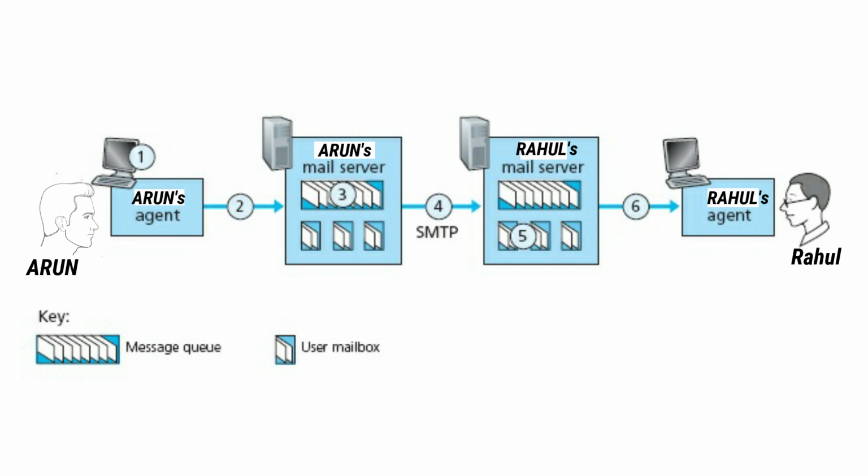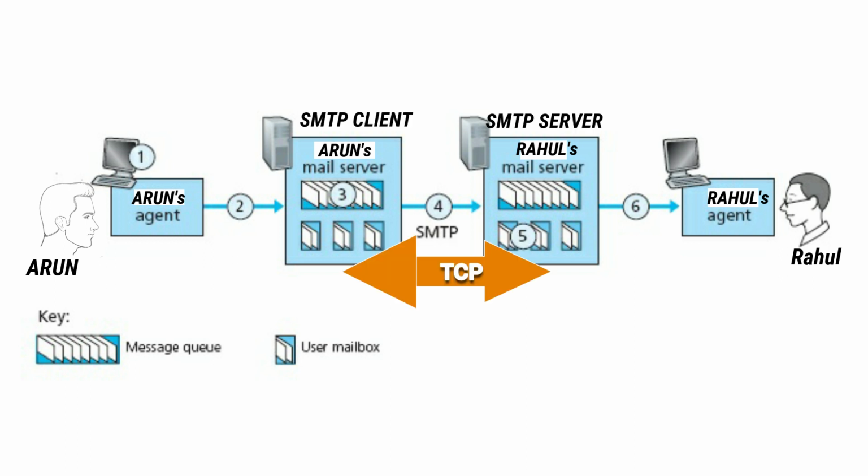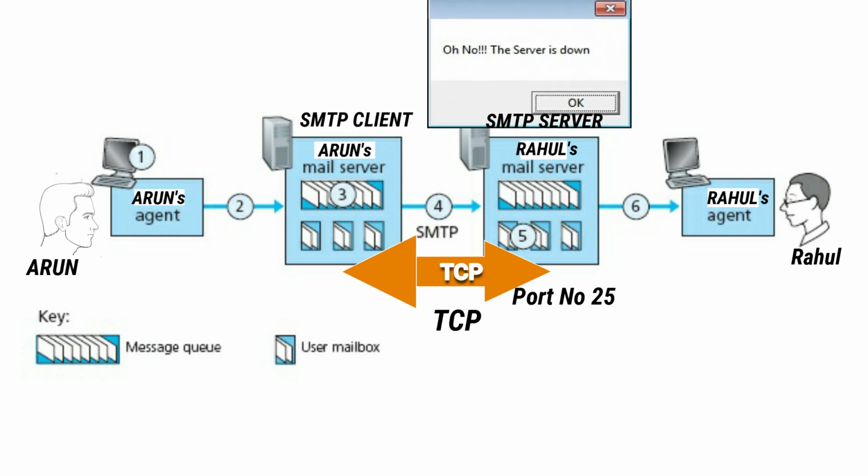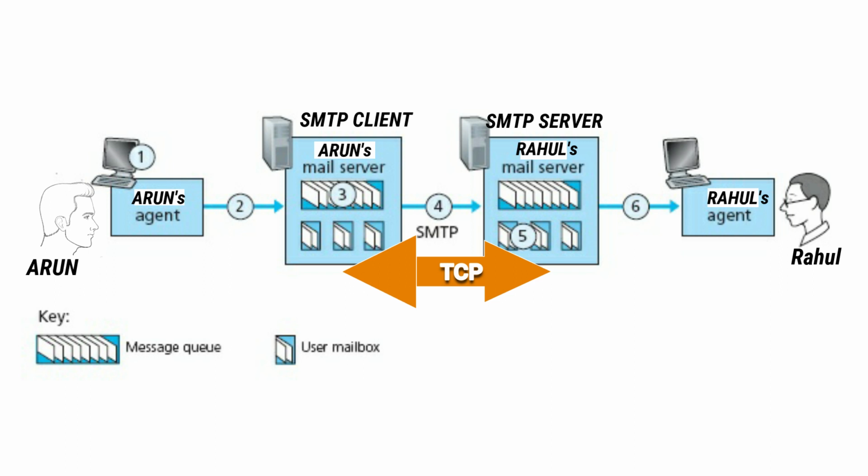Let's now take a closer look at how SMTP transfers a message from a sending mail server to a receiving mail server. First, the client SMTP running on the sending mail server host establishes a TCP connection to port number 25 at the SMTP server. If the server is down, the client tries again later. Once this connection is established, the server and client perform some application layer handshaking.